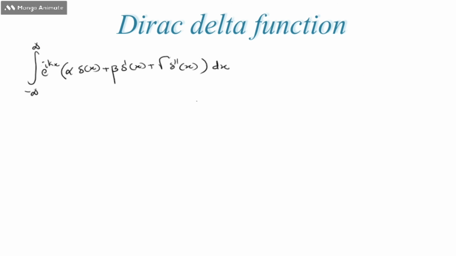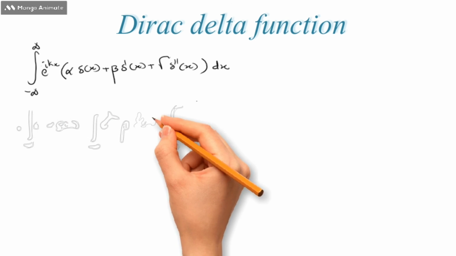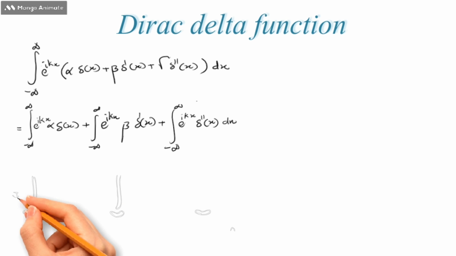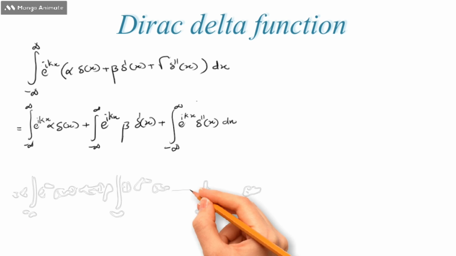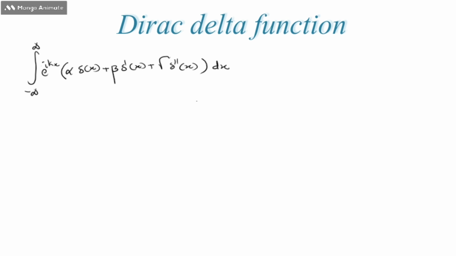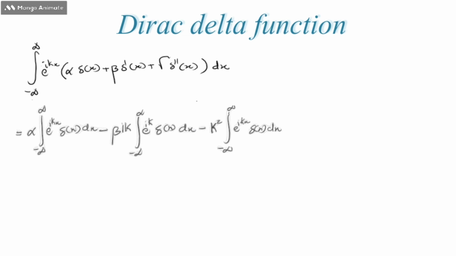Next question is integral minus infinity to plus infinity exponential of ikx times alpha delta of x plus beta delta dash x plus gamma delta double dash x dx. By using the eighth property, the derivative of each delta function is transferred to the exponential function. Finally, the result is alpha plus beta ik minus k squared gamma.